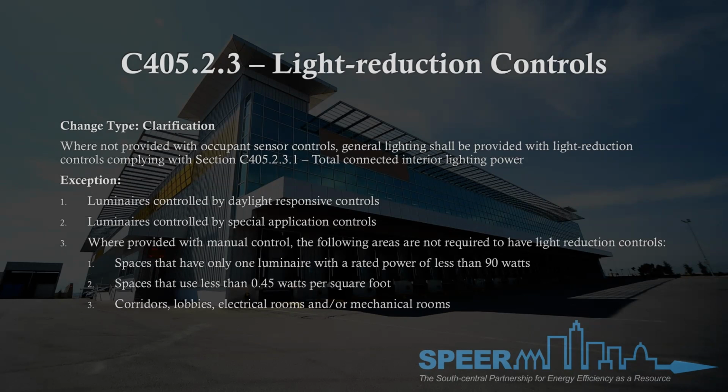Light reduction controls. I won't go through all of that. We're kind of running up on time. I went longer on the software part of that, but just talking about where we're not provided with occupant sensors. Now you have general lighting shall be provided with light reduction controls, but there's a lot of exemptions here that you might be able to meet. But that's what you're going to look at when you're doing ComCheck: which exception did they check? And if they didn't, then you need to find where those controls are on the plans.